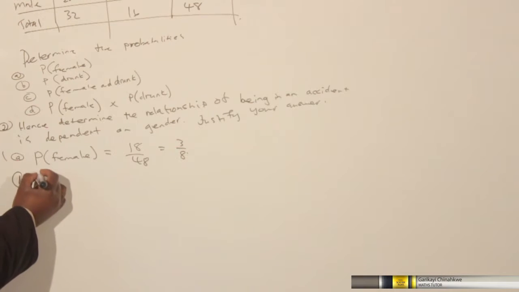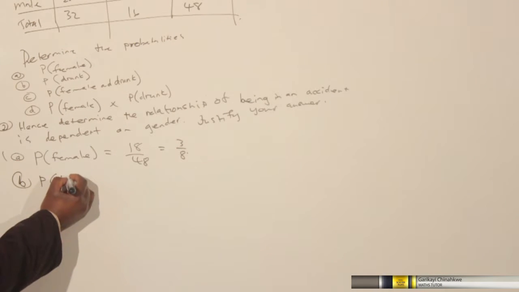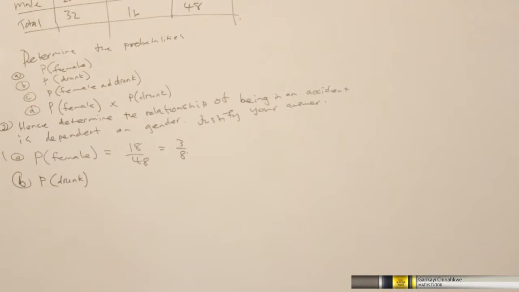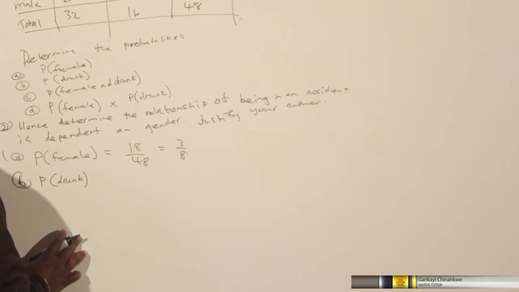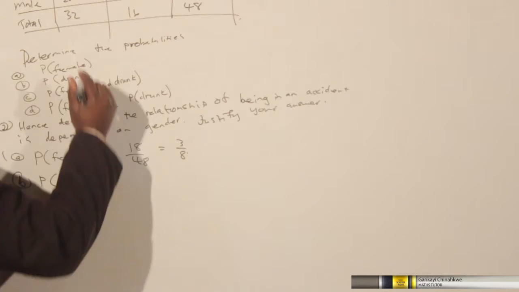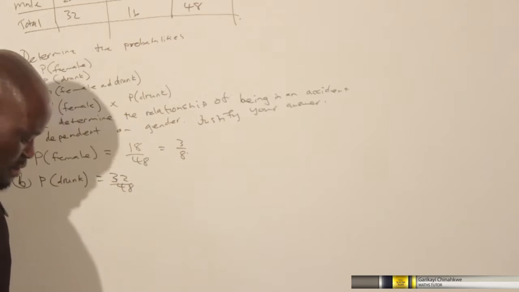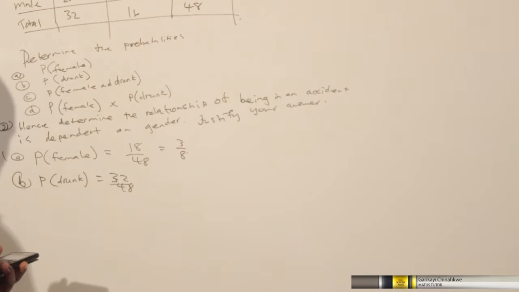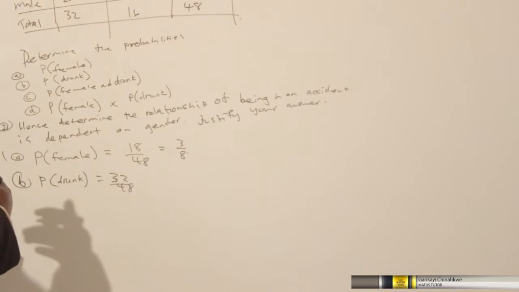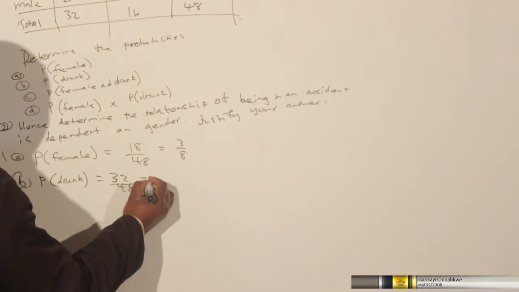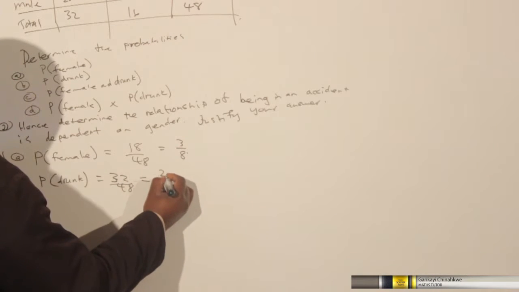Then B, probability of being drunk. What is the total for being drunk? You go to drunk, and the total there is 32 over 48. If you reduce that, you get 2 over 3.